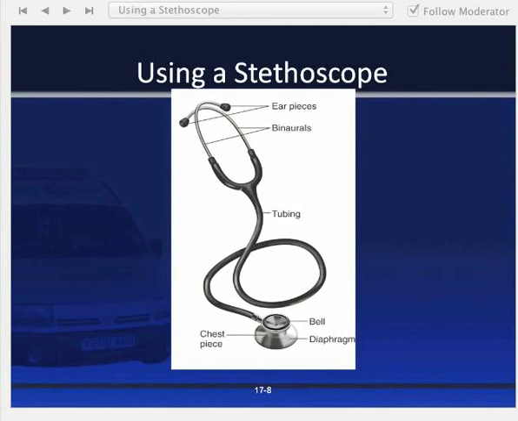The binaural is the metal piece of the stethoscope that connects the earpieces to the plastic or rubber tubing. When you are using the stethoscope, binaurals should be angled so the earpieces remain in the ears without causing discomfort. The stethoscope plastic or rubber tubing should be flexible and about 12 to 18 inches in length. The longer tubing decreases sound wave transmission.